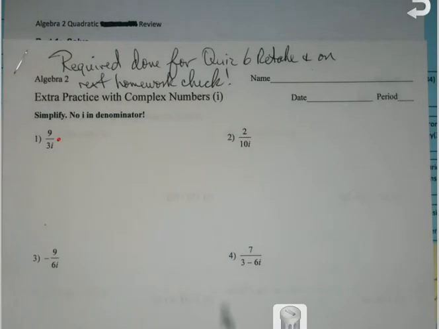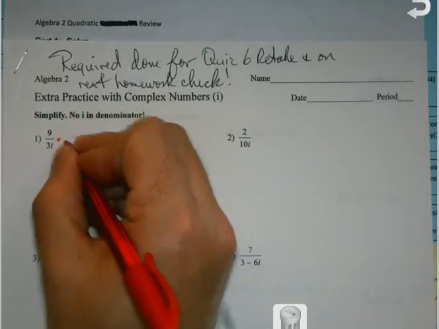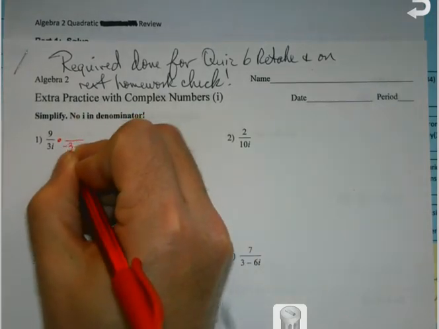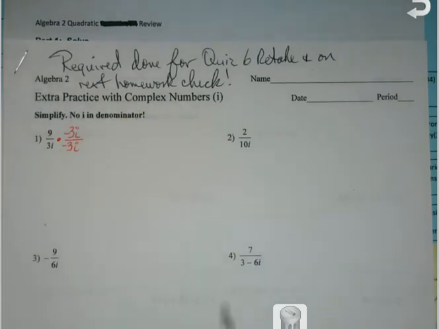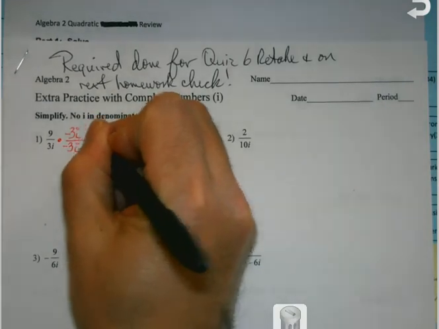So if I want that i out of the denominator when I'm working on something like this, so I don't mess it up again on the quiz retake or the unit test, I'm going to switch the sign of whatever the i is. So if it's positive, I make it negative. If it's negative, I make it positive. And then I'm going to multiply them together.